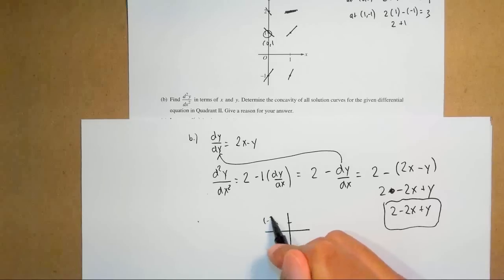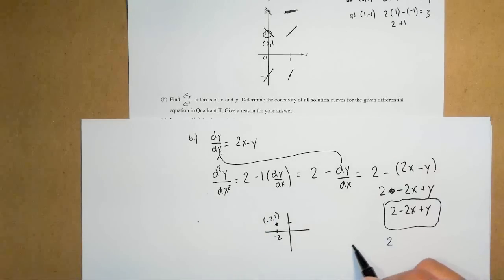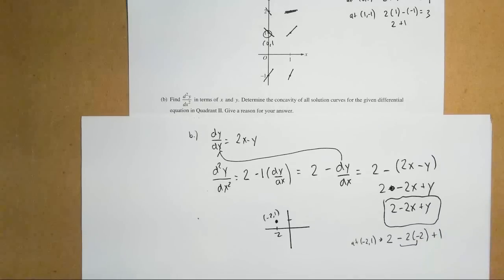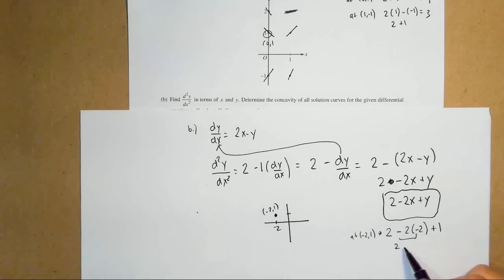Well, let's think about it. Let's say we were to plug this into my equation. My second derivative is determining concavity. It's going to be 2, so let's do at negative 2, 1. 2 minus 2 times negative 2 plus 1. You should notice something that happens right here. The negatives are always going to cancel out to give you a positive. So it's really going to become 2 plus 4 plus 1, which is equal to 7, which is greater than 0, which means it's concave up.